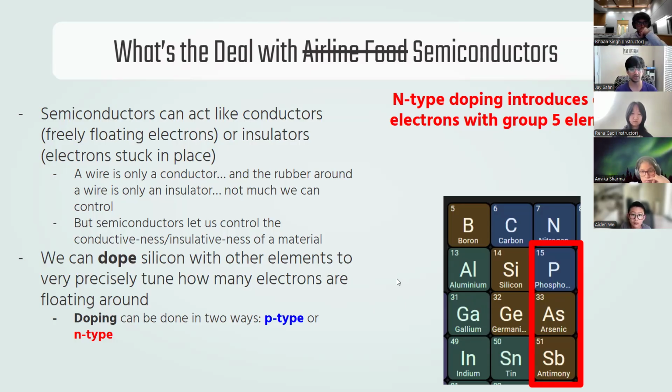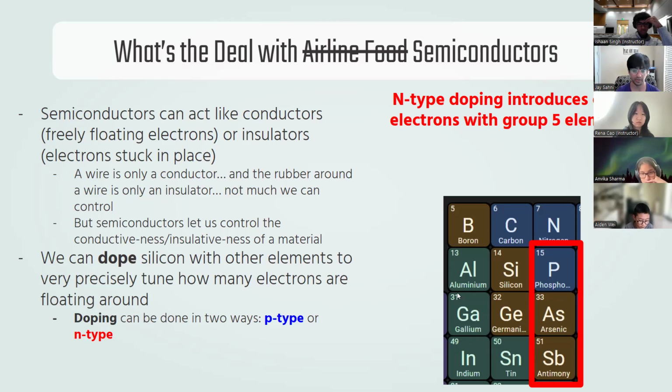We're introducing an element which has more electrons than silicon does. So there are more electrons in the sample than there normally are. You can see here, phosphorus, arsenic, antimony are going to be our n-type dopants. I'm not too sure how familiar you are with the periodic table, but as you go right, there's an extra electron on the outside. So there's one more electron added.